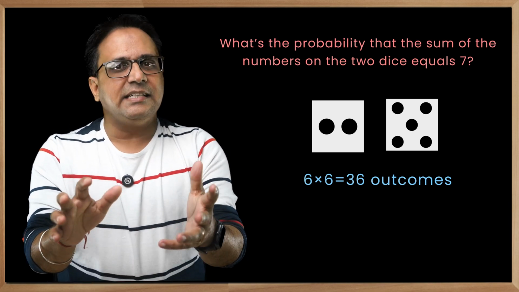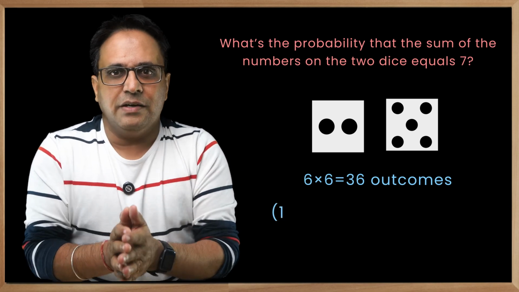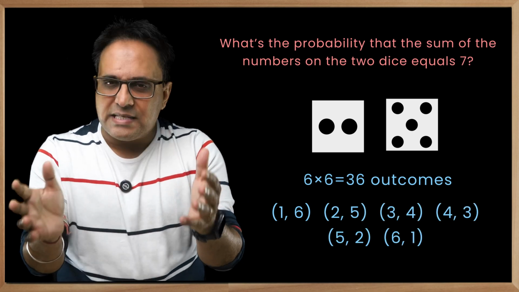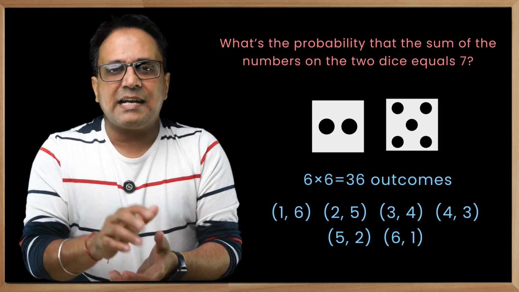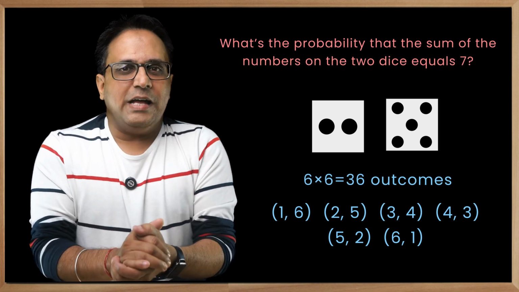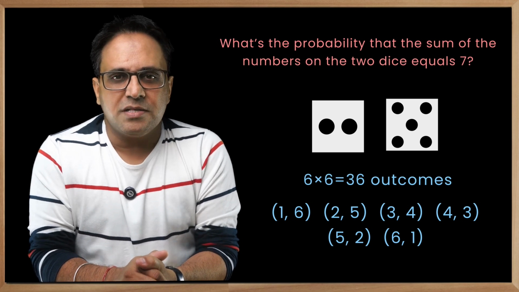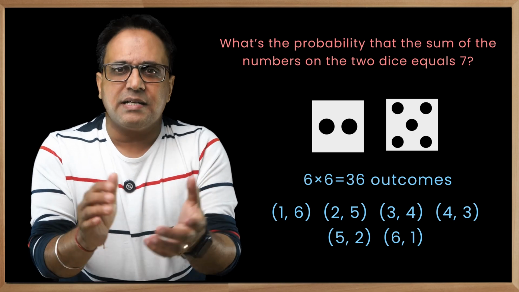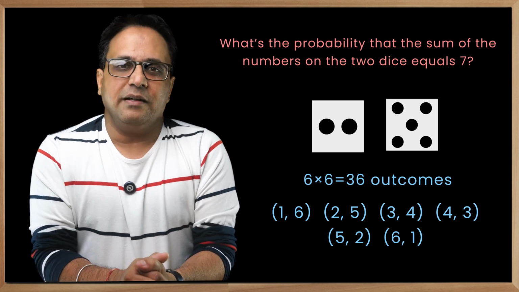Next, let's list the outcomes where the sum is 7. Here are all the pairs where the sum of the two dice equals 7. There are exactly 6 combinations where the sum is 7. Now that we have the total number of favorable outcomes, which is 6, and we know the total number of possible outcomes is 36, we can calculate the probability.